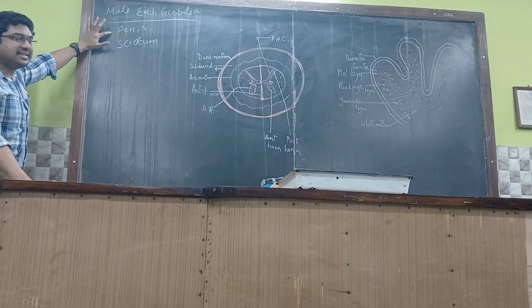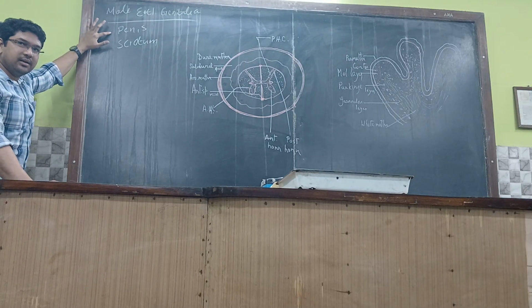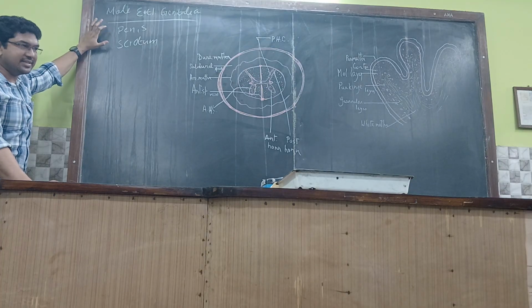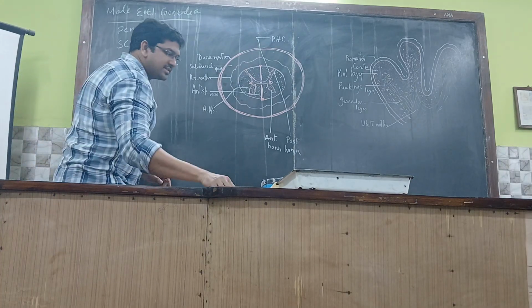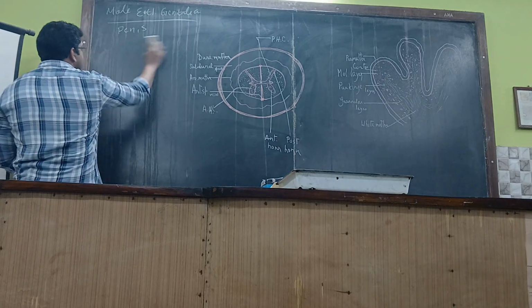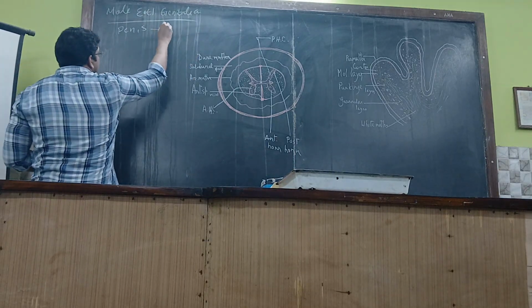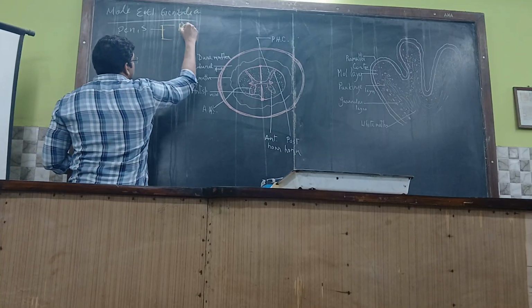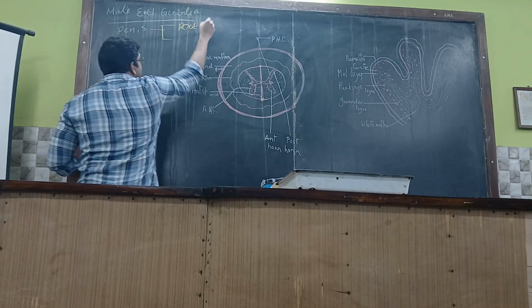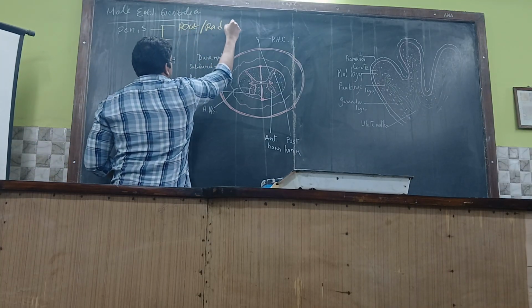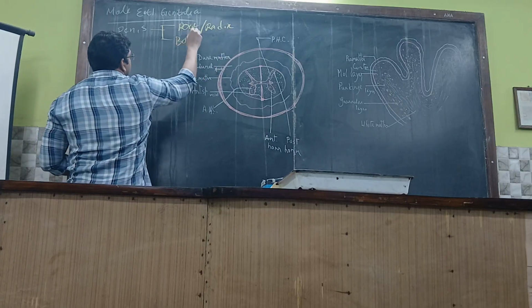Okay. Penis is a male copulatory organ. Is it or not? Male copulatory organ is penis. Okay. First of all, we begin with the penis and then followed by the scrotum. So penis contains two parts. One is root, which is also termed as the radix, and the other is body.